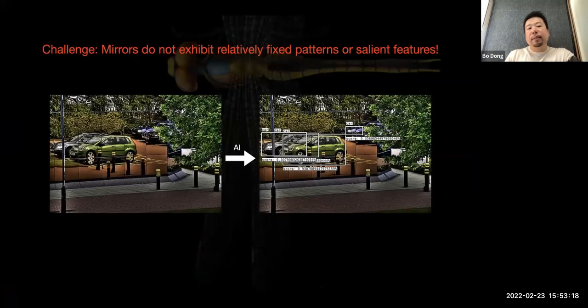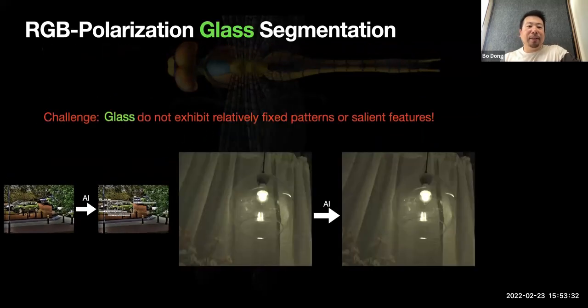We just described the challenging part for the mirror, right? It's because mirrors can really mess up the AI system because they do not exhibit relatively fixed patterns or saliency features. There is another object that shares the same challenge and is also commonly observed, which is glass. Glass is even worse, right? Mirror only reflects the light. With glass, the light can also pass through, and there is refraction and transmission. It also gives a harder time for AI systems. For example, if we deploy the AI algorithm, for example Mask R-CNN, in this case, it will not output anything.